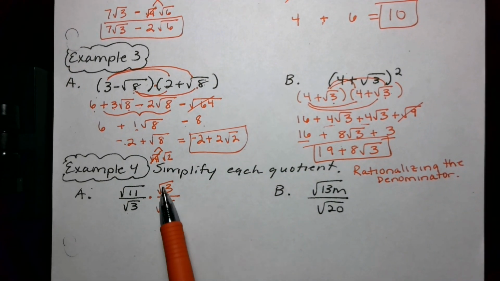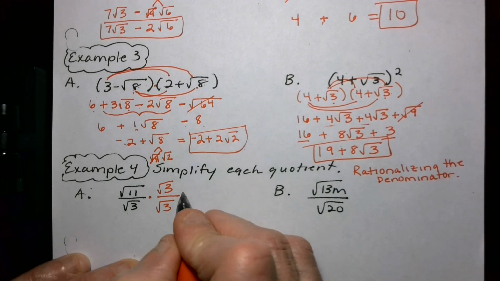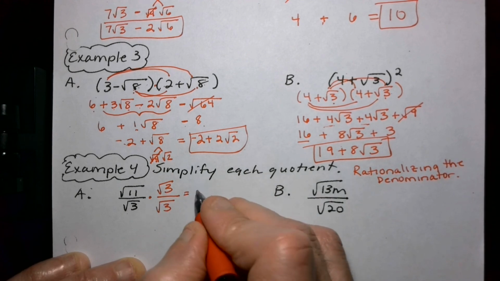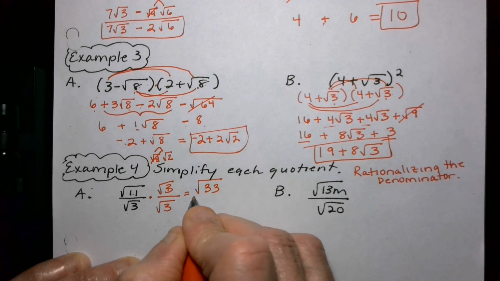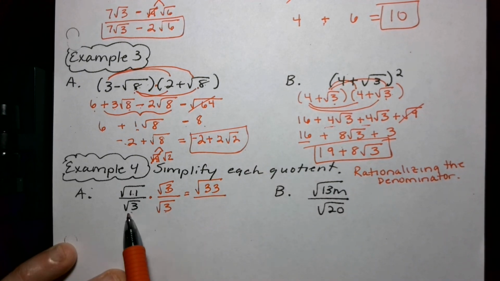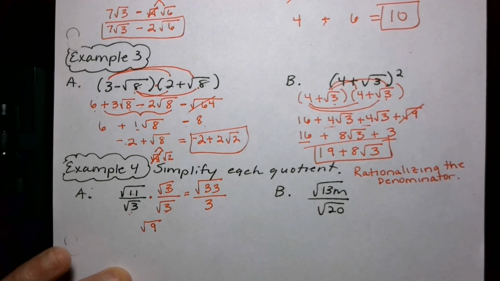Because class, what's square root of 3 over square root of 3? 1. So I'm not changing this. I'm just changing the way it looks. Okay? So let's take a look at what we get then. We get the square root of 11 times 3 is 33. But watch what happens here. Square root of 3 times square root of 3 is square root of 9, which is what? 3. And that will always happen.